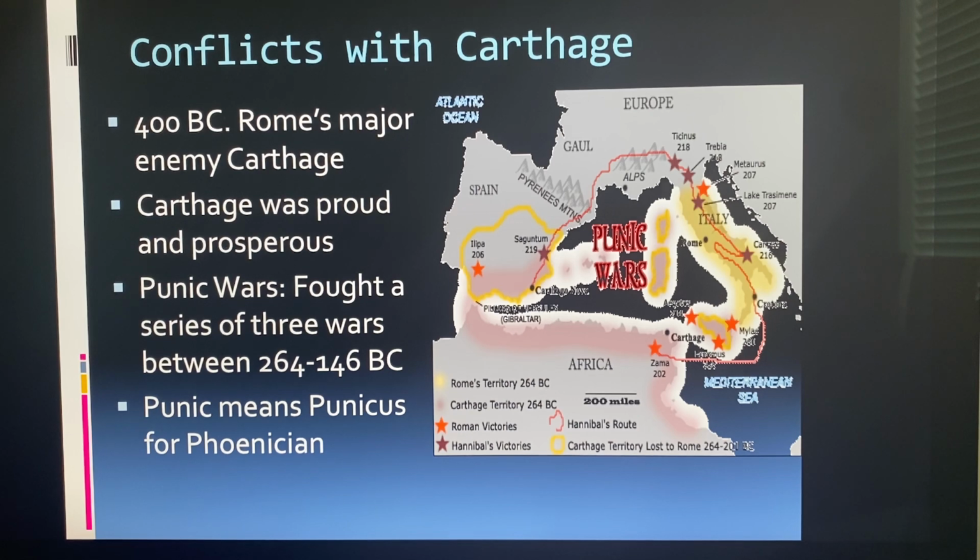The Punic Wars, we're going to talk about that. The Punic Wars, Punic means Phoenician. Phoenician was the ancient peoples that settled in this area. So the Punic Wars, they fought a series of 3 wars between 264 and 146 BC. So close to 100 years. Punic means Punicus for Phoenician. So just so you know that. And that's probably going to be a test question.